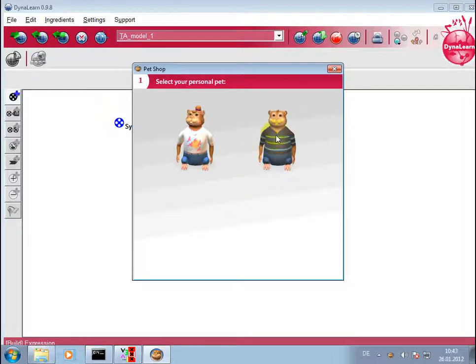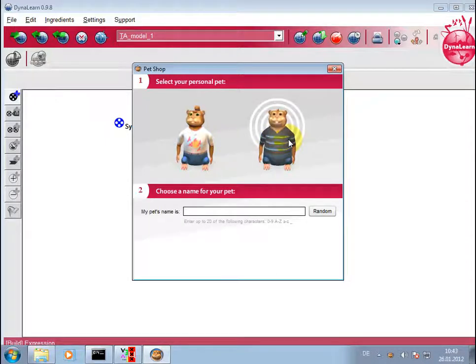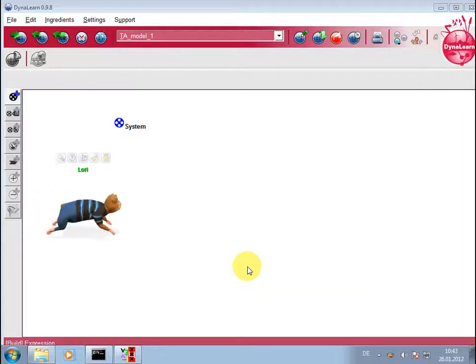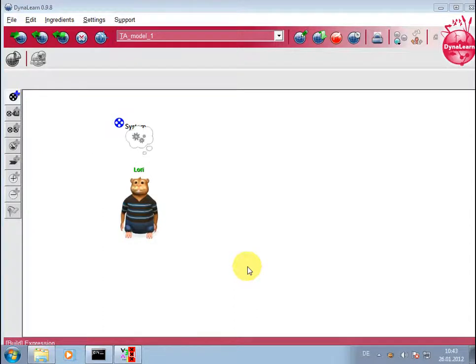The user can now select a pet. It's either boy or girl, so select what you want, and you can give the pet a name, or just click the random button for a random name. So when we click adopt pet, our pet appears and welcomes us.